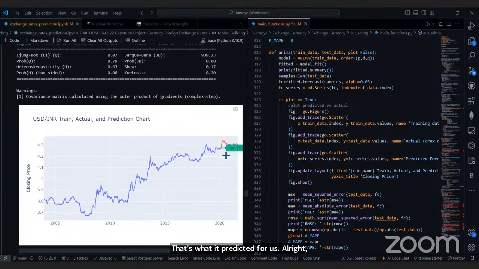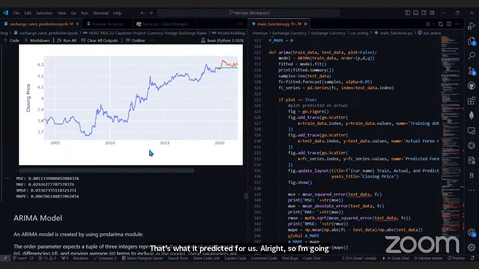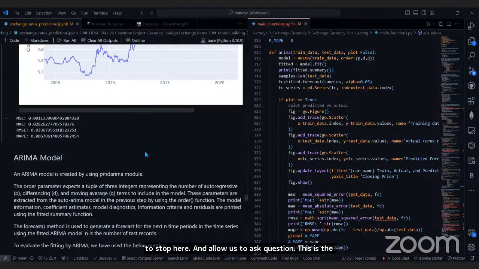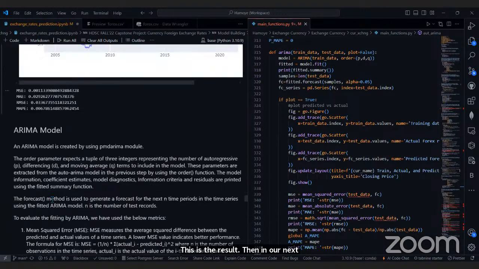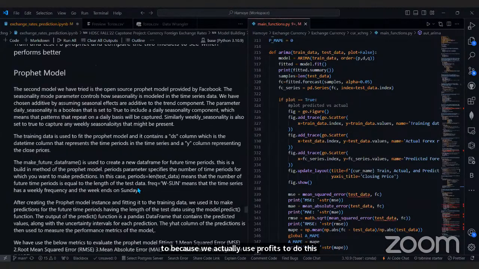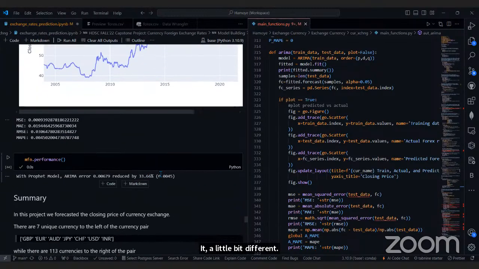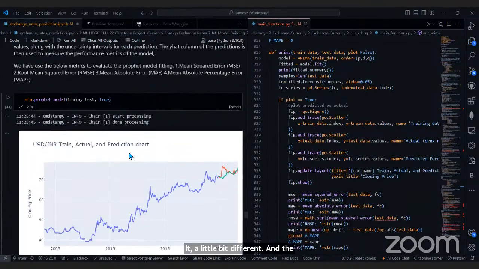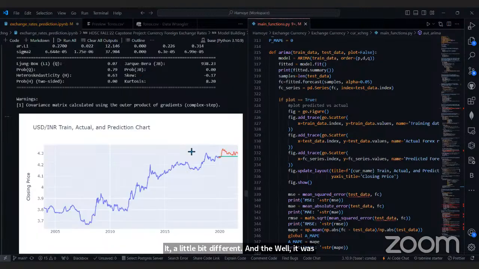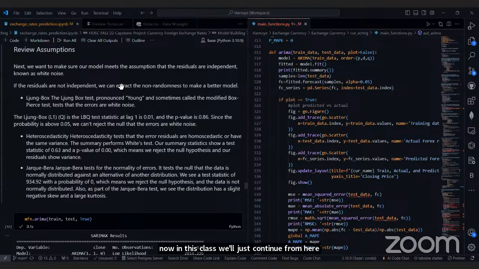All right, so I'm going to stop here and allow us to ask questions. This is the result. In our next class, because we actually used Prophet to do this prediction, and it gave us something a little bit different. When we compare it, it was actually a little bit smaller. So I'm going to stop here. In our next class, we'll just continue from here. Does anyone have any question for me?